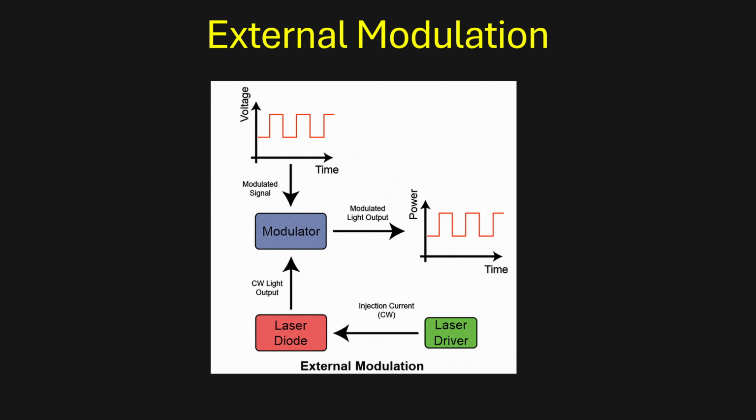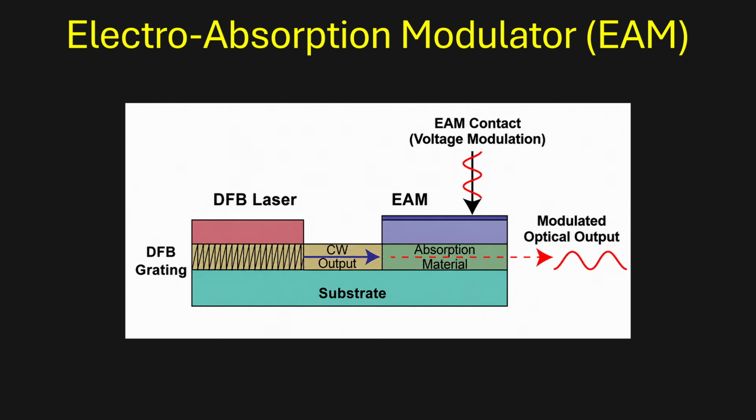Now let's move on to external modulation, where a continuous wave laser is modulated outside of the laser diode. The most common choice for external modulation is the electro-absorption modulator, which modulates the amplitude through absorption. The design resembles the inverse of a semiconductor optical amplifier.